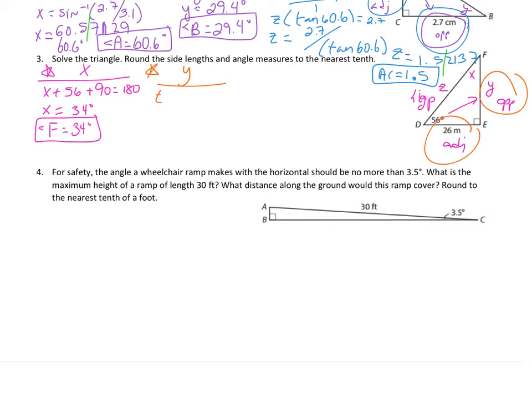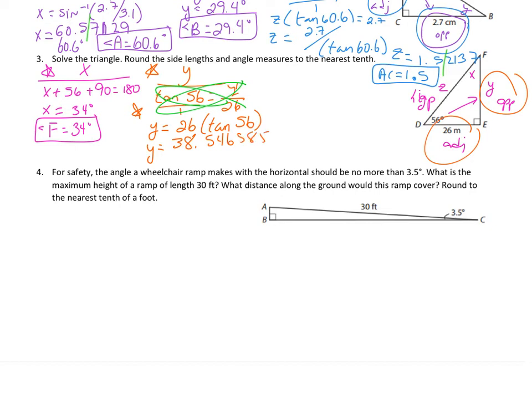You should have chosen to do the tangent of our angle, so tangent of 56 equals our opposite over adjacent. Now for the solving part of it, I want you to go through and solve for y. You should have cross multiplied, so we get y equals 26 times the tangent of 56, and when we type that all in the calculator, we are going to get 38.546585. When we stop it after the 5, it's a 4, so it's going to stay 38.5.